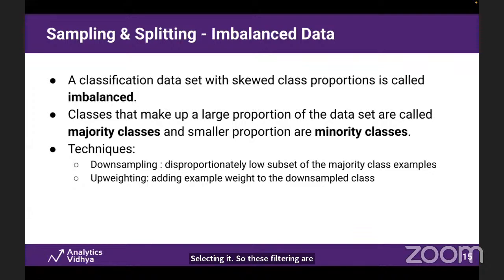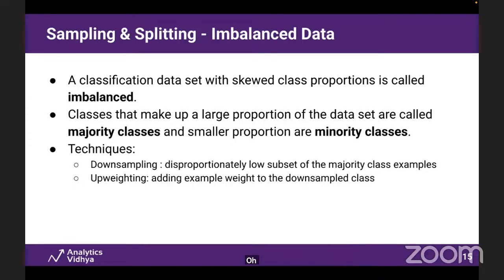And then next comes the concept of imbalanced data. Imbalanced data is when one category is represented heavily and the other category is represented in the minority. So there is a skewness that happens. When a classification data set gets skewed like this in terms of class proportions, we call that an imbalanced data set. The class that has the larger proportion of the data set is called the majority, and the smaller proportion is called the minority. There are different techniques to handle it, and there are different degrees of imbalance as well that would be there in your data set.